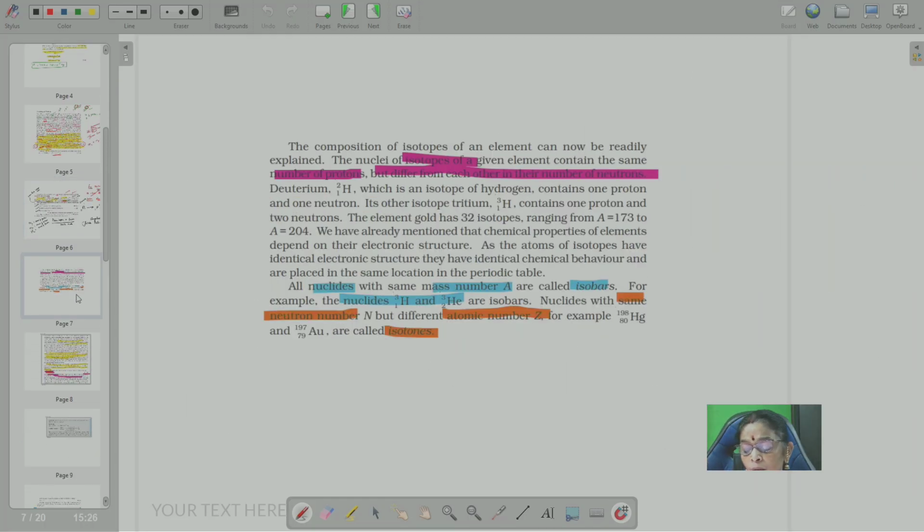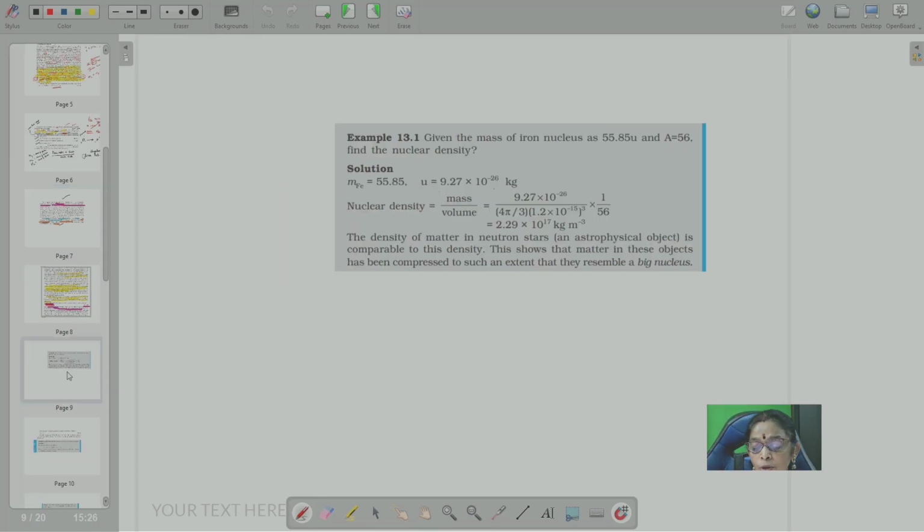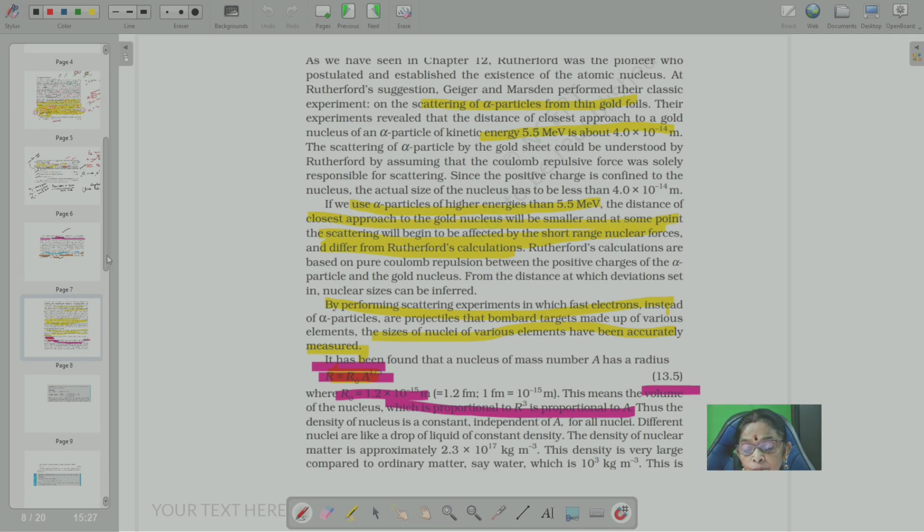Here, the composition of isotopes of an element can now be readily explained. The nuclei of isotopes of a given element contain the same number of protons. So, a recap about isotopes, isobars and isotones: I have already told you, isotones have the same number of neutrons. Now, next I am going to talk about nuclear density.